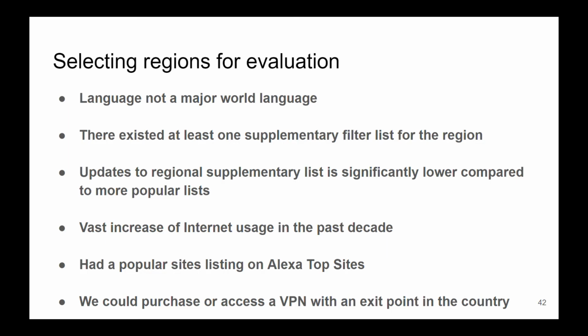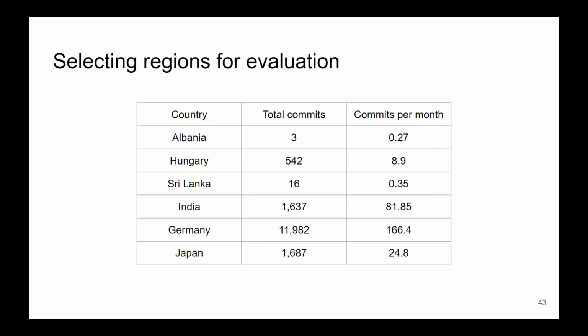So with this in mind, we selected 3 regions, Albania, Hungary, and Sri Lanka. And just to compare their regional filter lists, we can first look at the total commits between 3 more popular lists, which are India, Germany, and Japan. And we can see that the amount of commits differ significantly, in particular for Albania and Sri Lanka.